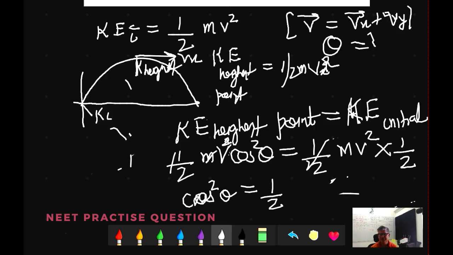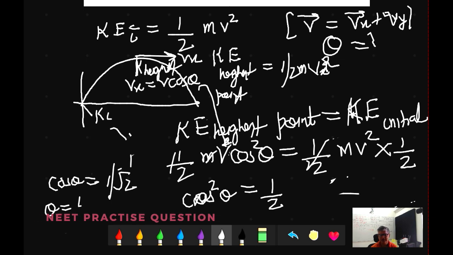At the highest point, you just have vx equal to v cos theta. That is why we changed it. So cos theta is equal to 1 by root 2 and theta is equal to 45 degrees, right? So the answer is 45 degrees.